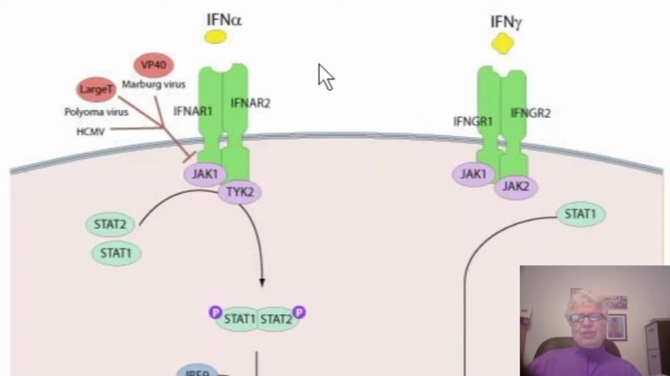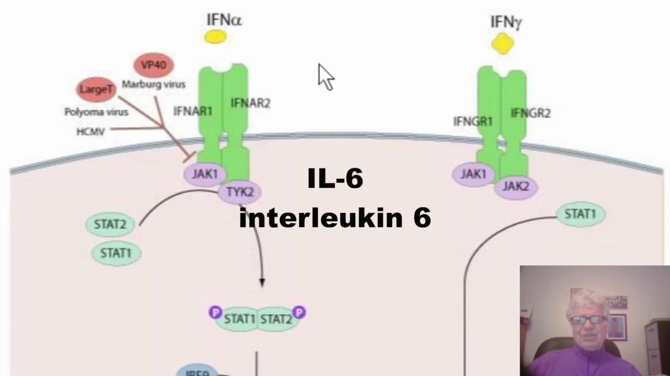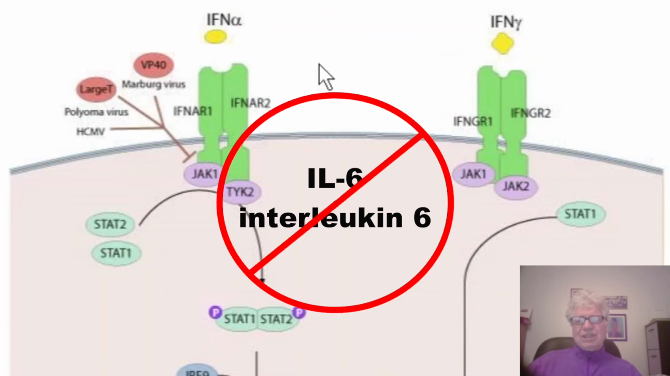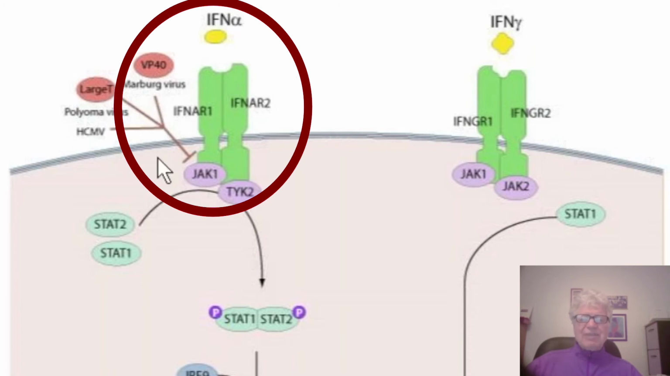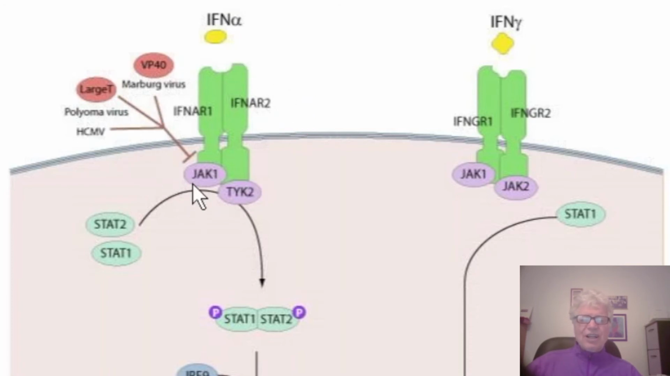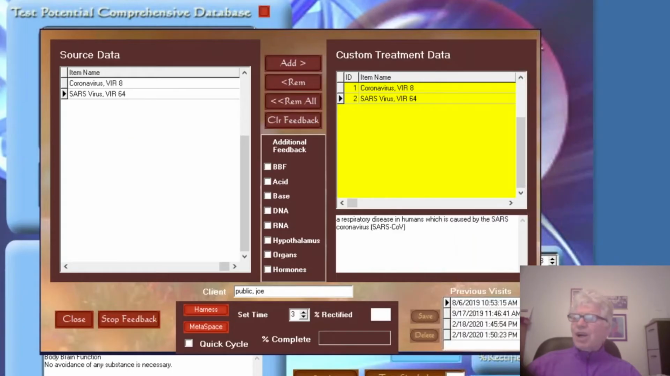So if you see interleukin 6 in your scan result, do not put it in a treatment. Okay, do not put it in a treatment. So we're going to focus on this. This is the mechanism we want to focus on, and I just want to make you aware of JAK1, or just the JAK gene in general, because that's part of what we're going to be looking for.